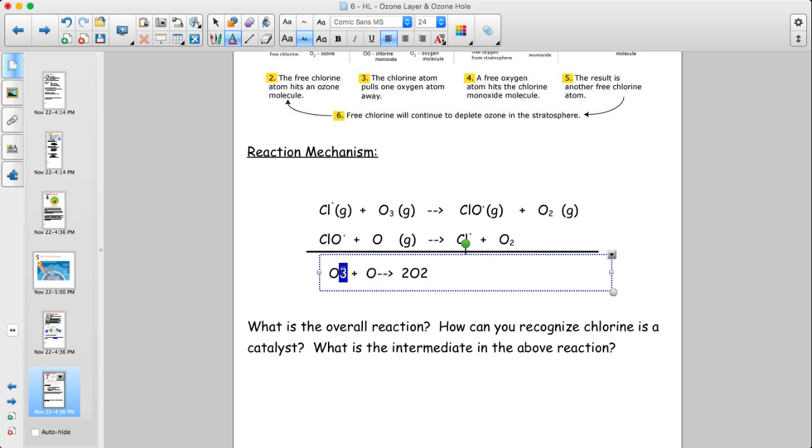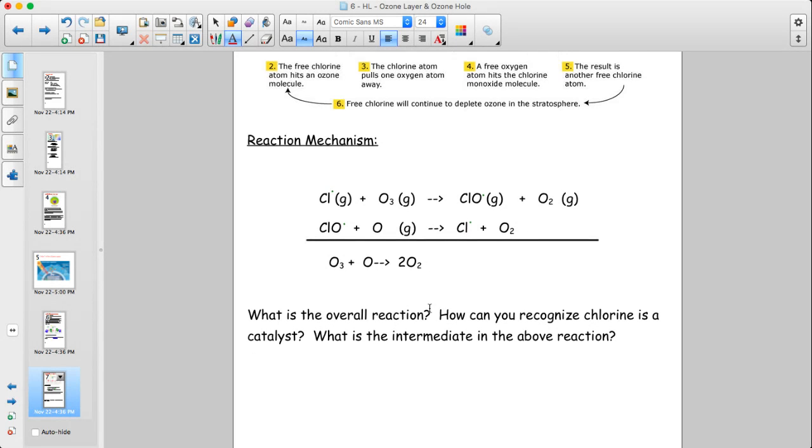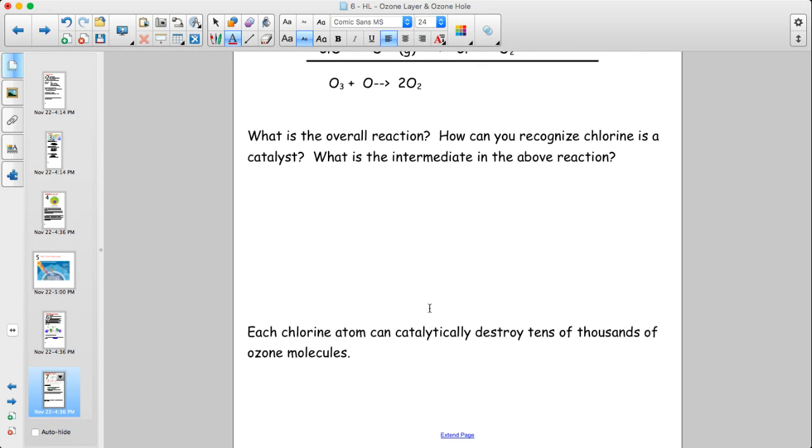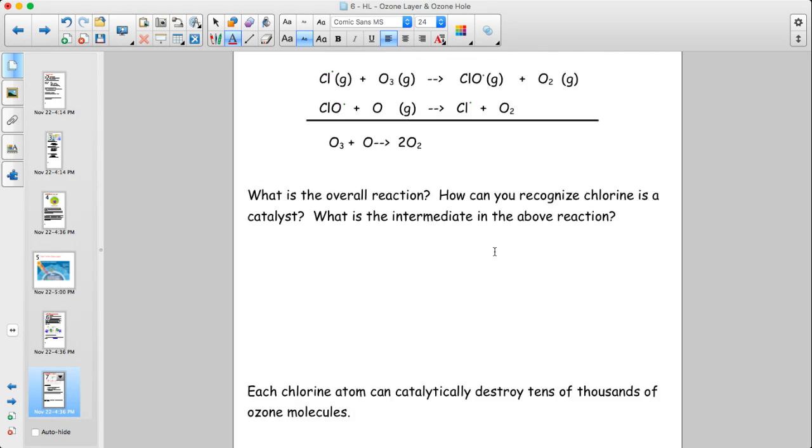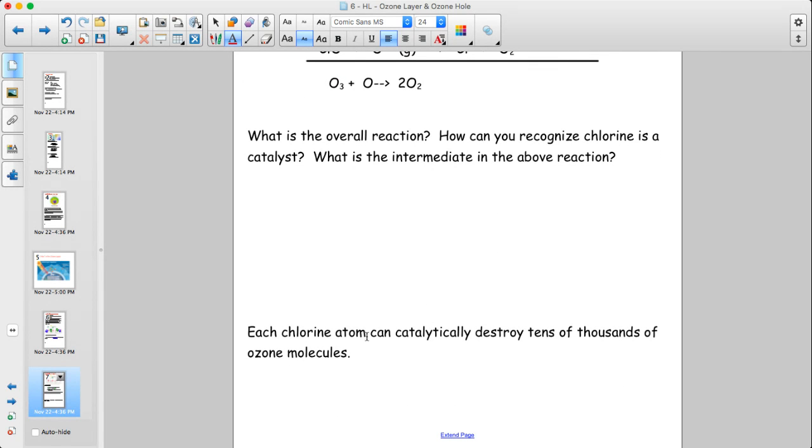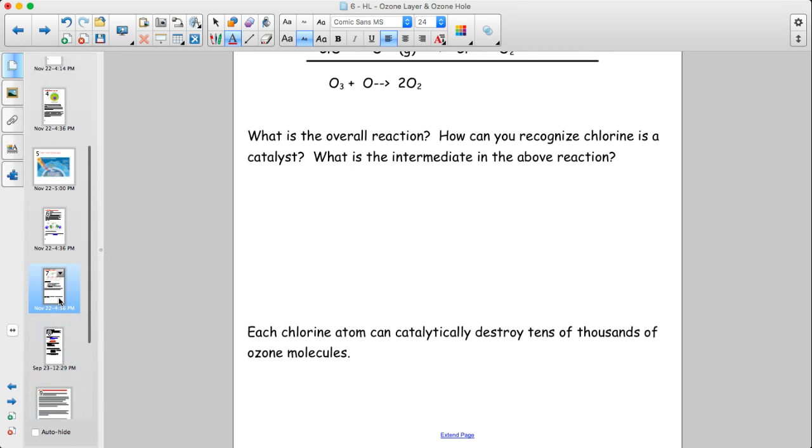So it's not that the breakdown of ozone produces something that's particularly toxic or anything. It's producing oxygen gas. The problem is it lowers the ozone concentration significantly, and that means more of that UV light can get through. Okay? So the catalyst is the chlorine radical. The intermediate is the ClO radical. And each chlorine atom can catalytically destroy tens of thousands of ozone molecules.